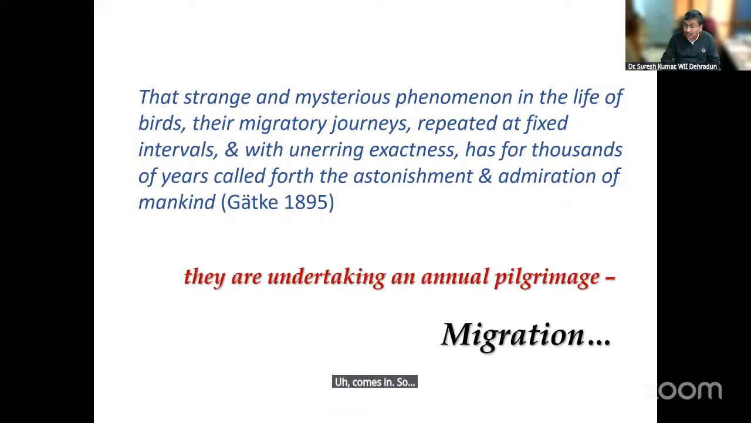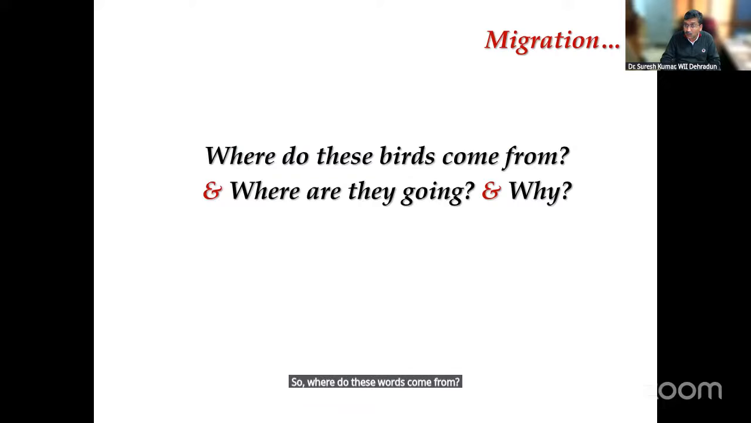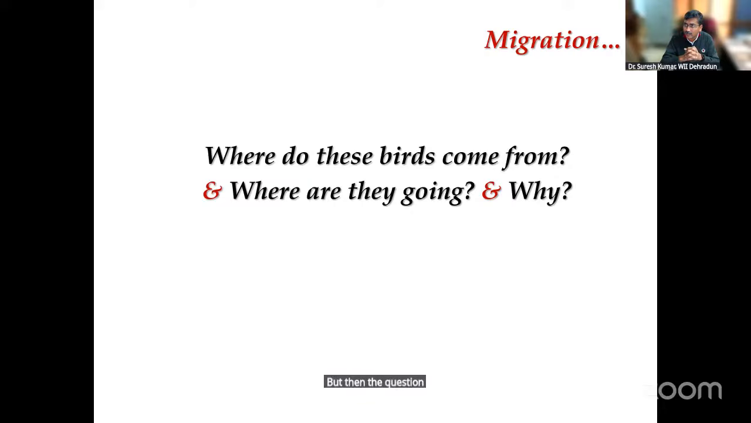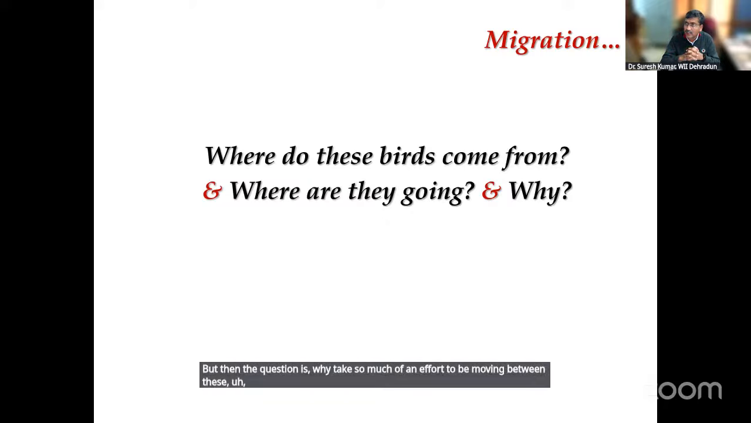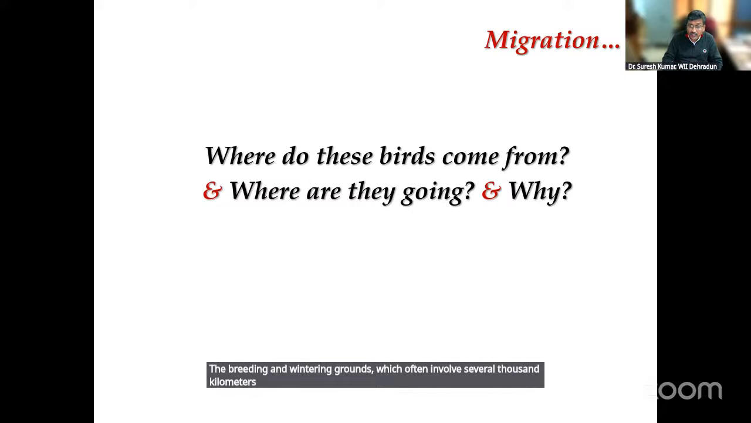So, simply to put it, these birds are on their annual pilgrimage, which we call migration. So, where do these birds come from, and where are they going, and why? Different populations are coming from different places, and they come at different times also. There are slight variations in the time that they arrive. But then the question is, why take so much effort to be moving between their breeding and wintering grounds, which often involve several thousand kilometers of migration journey?